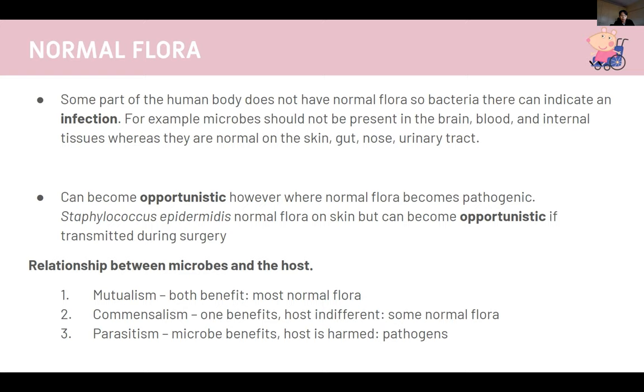And finally, relationships between microbes and the host. Well, we have mutualism. So this is where both the microbe and the host benefit. And most normal flora fall under this category. So for example, normal flora living in our GIT, they not only don't harm us, but they can also benefit us by breaking down some metabolites that we otherwise wouldn't be able to. Commensalism is where one benefits and the host is neither harmed nor does it benefit. And this includes some normal flora. And finally, parasitism. So this is where the microbe benefits and the host is harmed, and pathogens fall under this category.